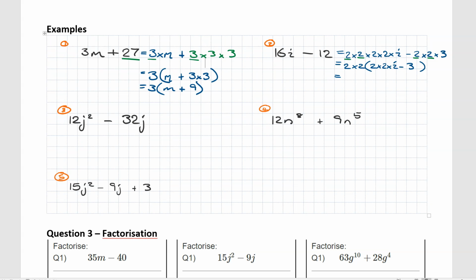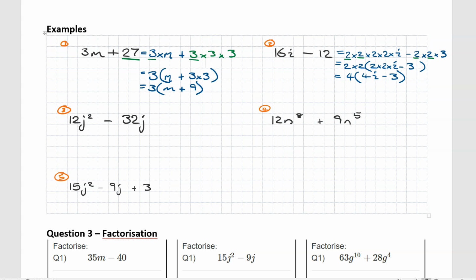Now, bringing everything back together, we get 2 times 2 is 4, so 4 times 2 times 2 is 4i, minus 3, and thus we're in our factorized form. So if you expand this out, we'll get 16i minus 12. So nothing too simple or too difficult just yet.